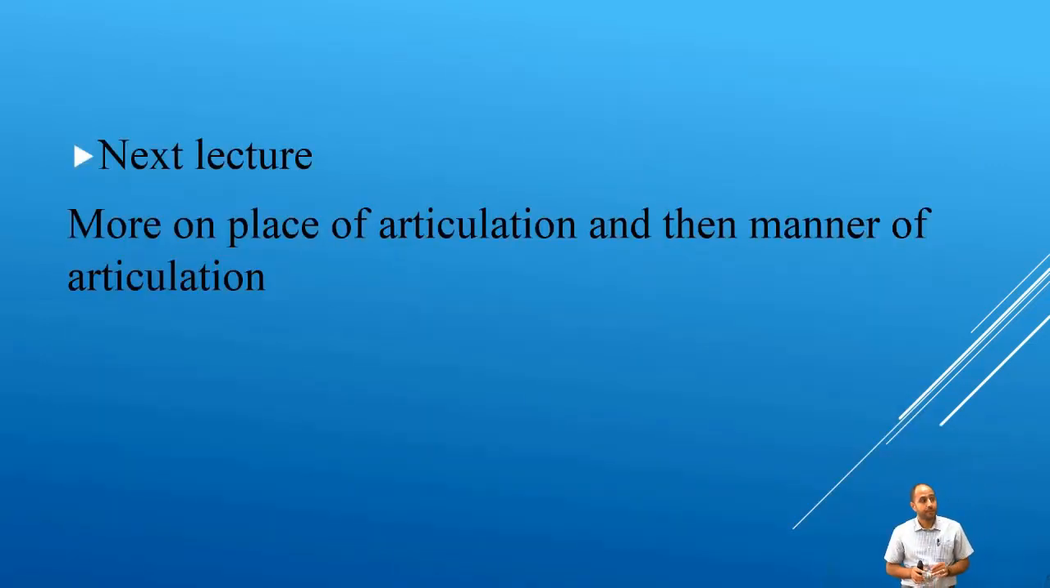In the next lecture, we're going to cover place of articulation in more detail and take some supporting examples from different languages of the world, and we will start talking about manner of articulation as the second criterion adopted in the classification of consonants.